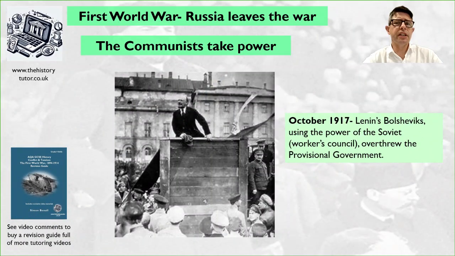October 1917, using his new popularity, Lenin seizes power with the October Revolution of 1917, and the communists take over power of Russia using the power of the workers' soviets. These are basically workers' councils to try and run towns and cities.